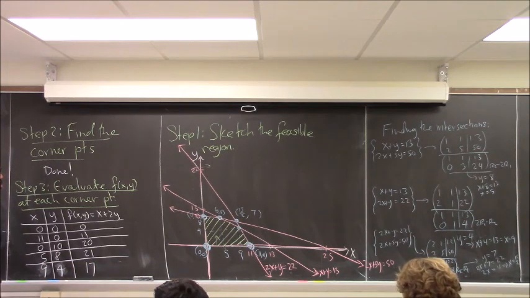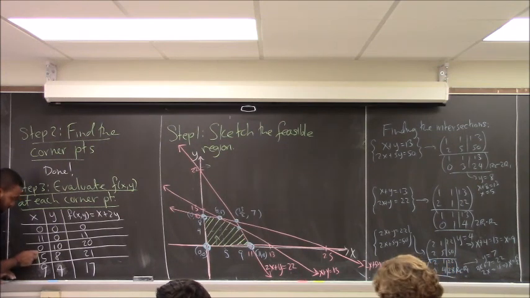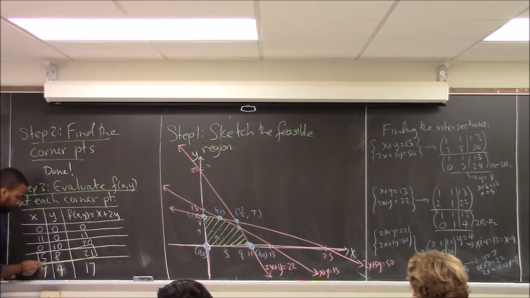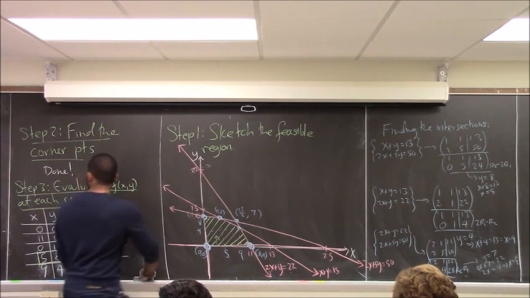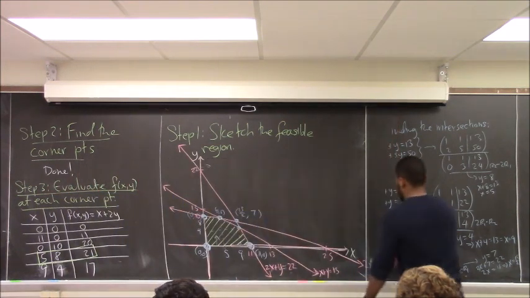And so because we wanted to maximize, that's the guy. He's the largest one at a corner point. So that's the solution. So that's step 4.